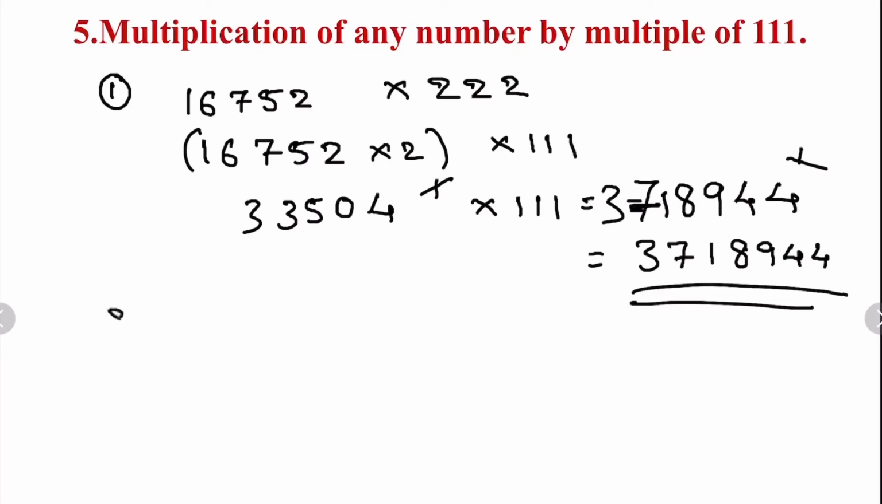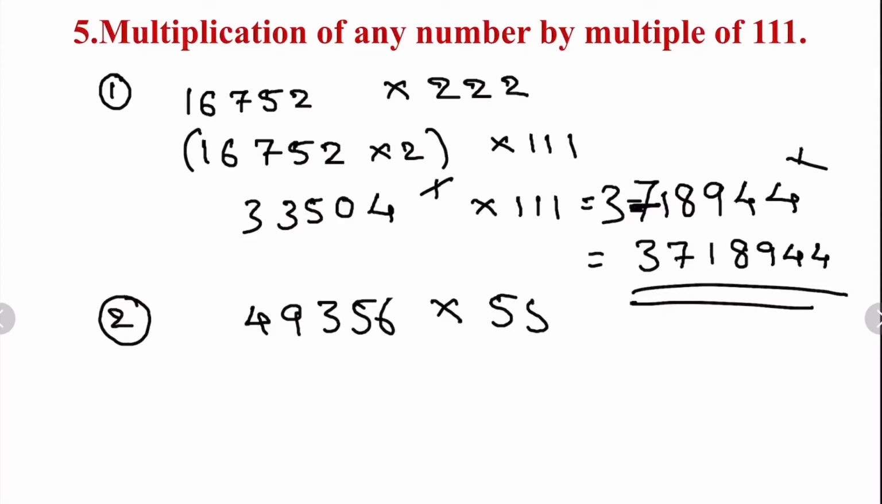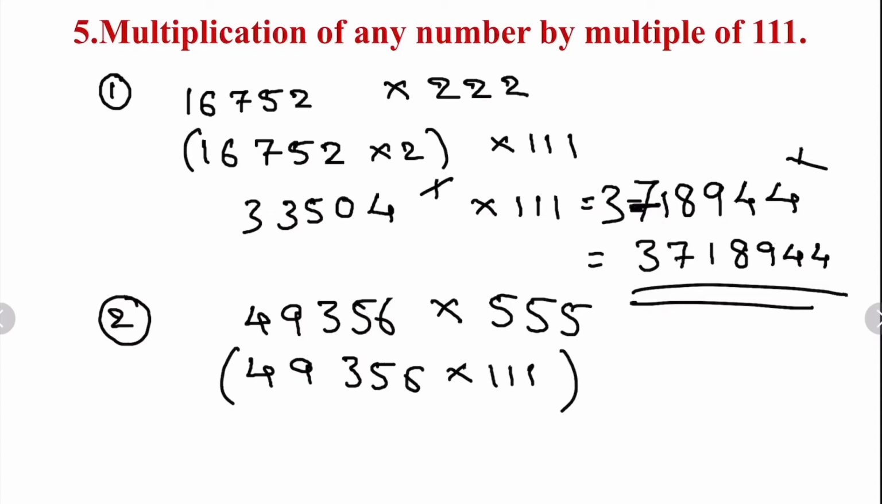If you go with another example, 49356 is multiplied with 555. First 49356 multiply with 111, and as into 5 we can do it as into 10 by 2. So we'll do this one.